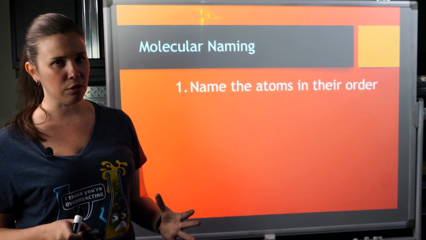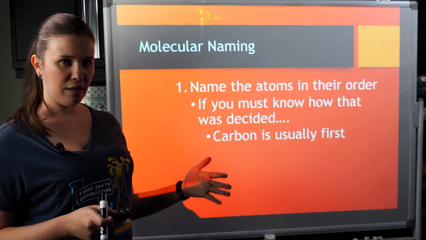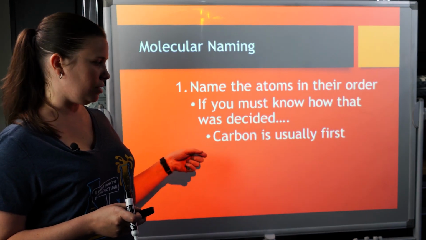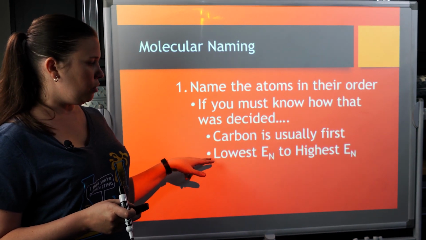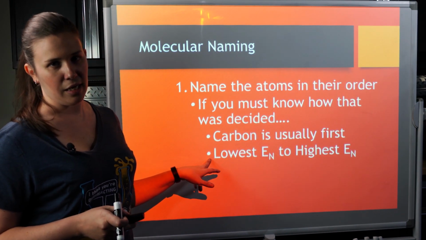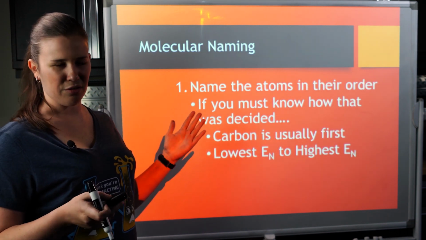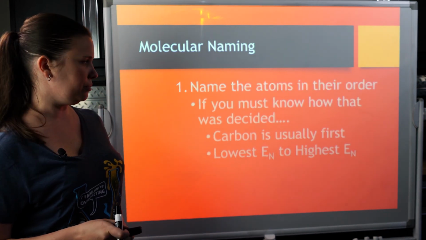So it's not like you have to put them in order for yourself, but there is a reason for why they are in the order they're given. Carbon's usually going to come out to the front most of the time. But even aside from that, say you have a molecule without carbon, you're going to go from lowest electronegativity to highest electronegativity, which basically means you're going from left to right on the periodic table, generally speaking. So just don't jumble the order, know that it is intentional.